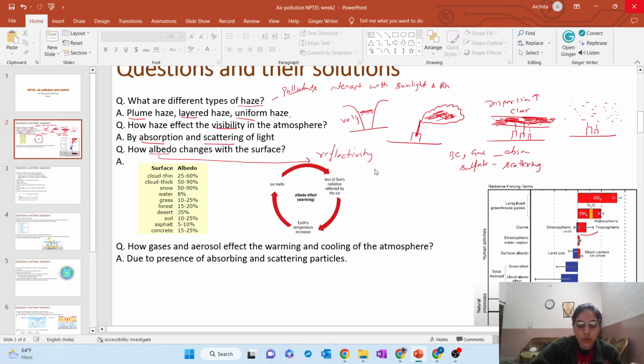If it is snow, it has a different albedo. If it is water, it is different. For land, it is different. So for different surfaces, the albedo changes. The reflectivity, or how light interacts with that surface, changes. This is a table I have put here to understand how the albedo changes for different types of surface.